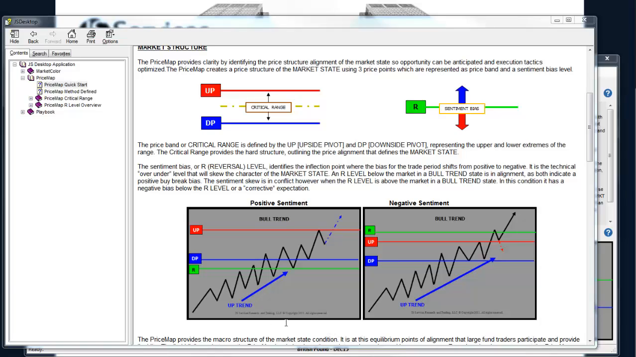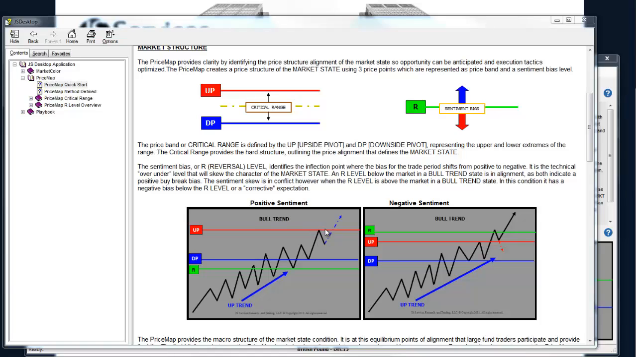And the other 2 price points are what we call our upside pivot and our downside pivot, which form our critical range. So this is a resistance pivot and a support pivot. And so each of these 3 price points define the price structure of the state. So you know when you're at this price point that you're at the potential peak of a bull run, and we might have a corrective dip.